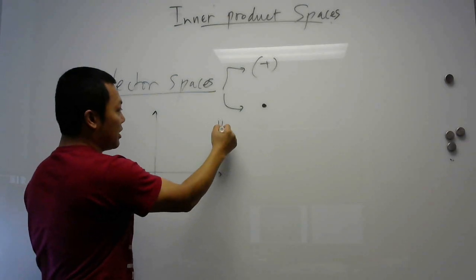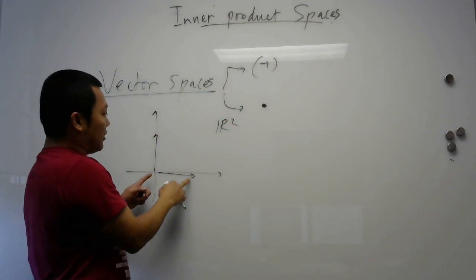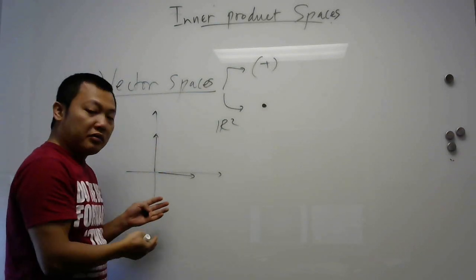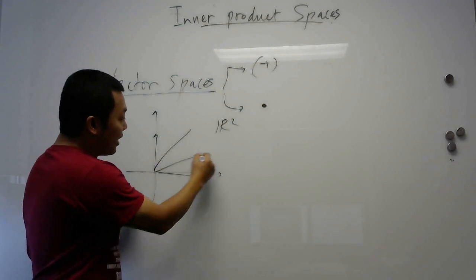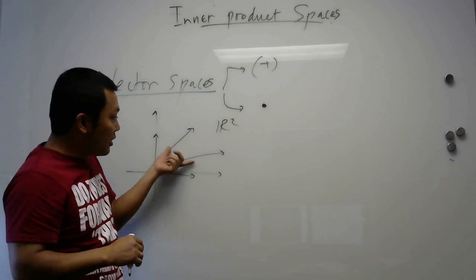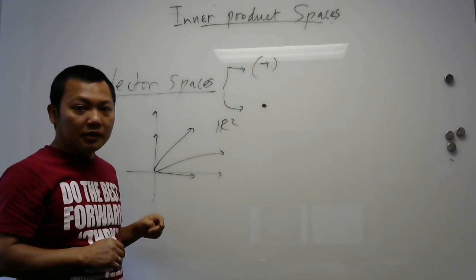So for example, this is R2. If you have two orthogonal vectors, in this case they form a basis, and they are perfect to work with. You might have another two non-collinear vectors. They also form a basis in R2, but of course, they are not really good.